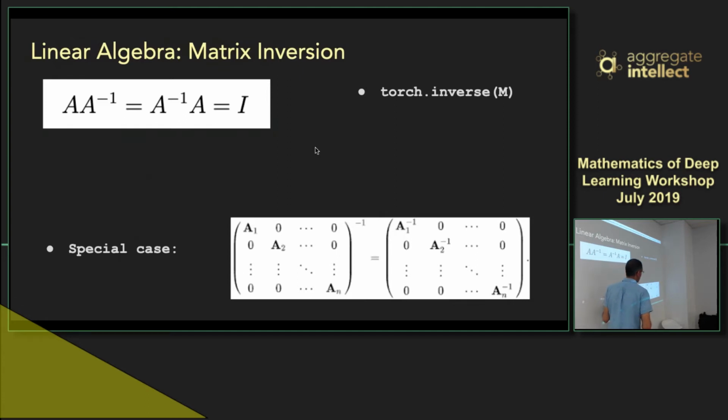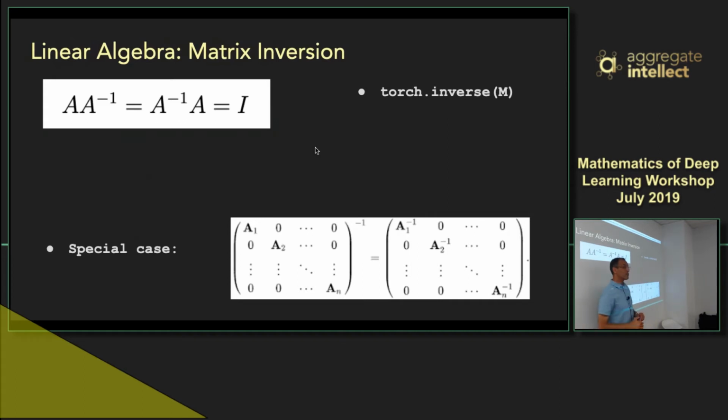The special case for matrix inversion is the easiest one. If we have a diagonal matrix where we have A1 to AN on the diagonals, when we invert it, we get 1 over A1 to 1 over AN on the diagonals. So you just invert each of these components, and that is the inverted matrix. If you want to prove it to yourself, take this, multiply it by this, and convince yourself that you get the identity matrix. All right?